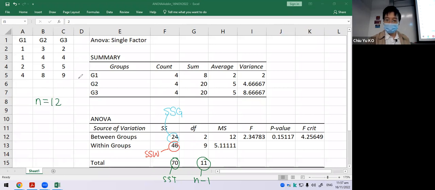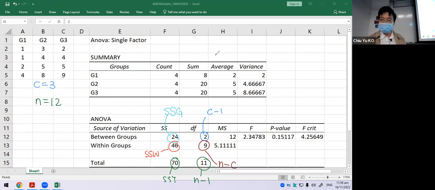And also we have the degrees of freedom of the group. This is C-1. How many columns are here? C is 3. And what is this number here? This number is n-C. n is 12, C is 3, so it's 9.